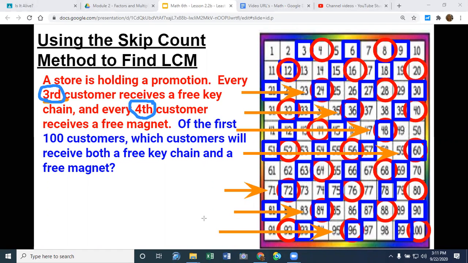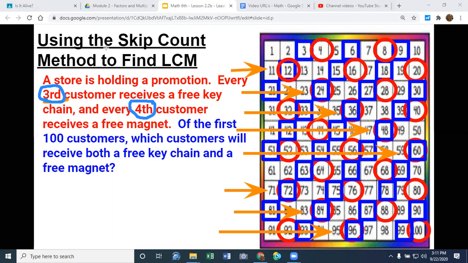These are the common multiples of 3 and 4. We want to know the least common multiple, right? Not necessarily for this word problem, but if we're finding the least common multiple, we have to find the one that's the lowest. This question, however, is asking us, of the first 100 customers, which customers are going to receive both a free keychain and a magnet? Well, customer number, oh, I missed one. You see the one I missed? Right here, 12. So 12 is the least common multiple.